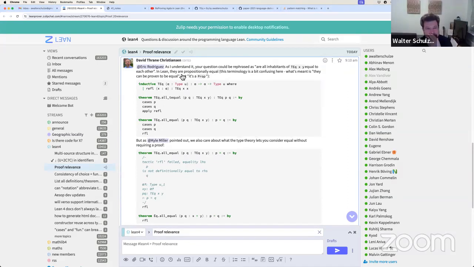Okay, so I'm already struggling with this. He's asking, as I understand it, your question could be rephrased as, are all inhabitants of TEQ equal to each other? Yeah, fair.